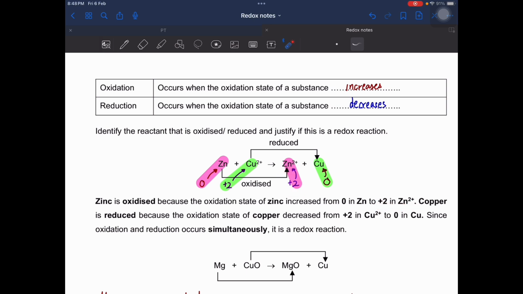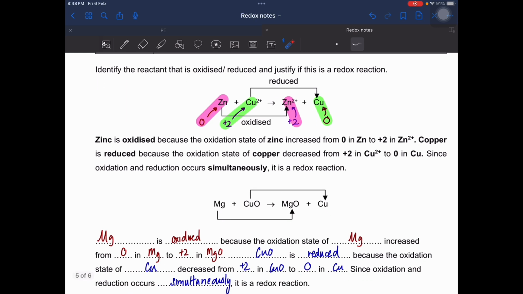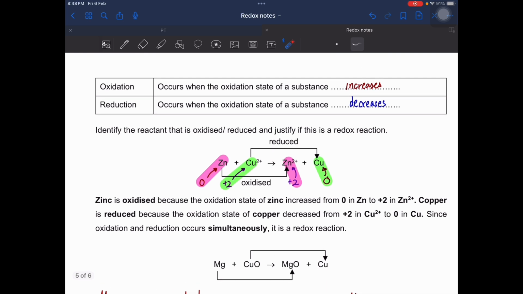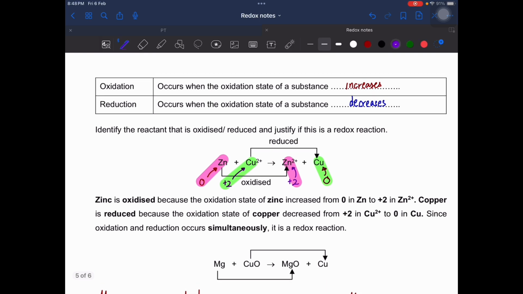Then for copper, it is being reduced because the oxidation state of copper decreased from +2 in Cu2+ to 0 in Cu. Right? And since both oxidation and reduction occur, this is considered a redox reaction. I hope so far it's not too confusing. Let's take a look at the next one.